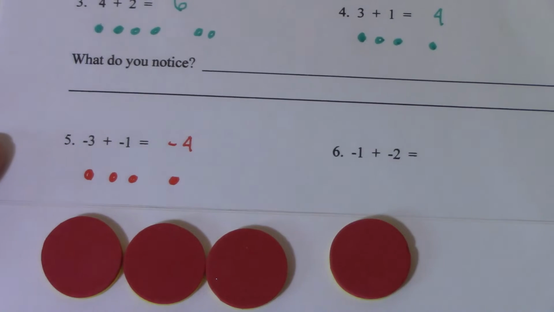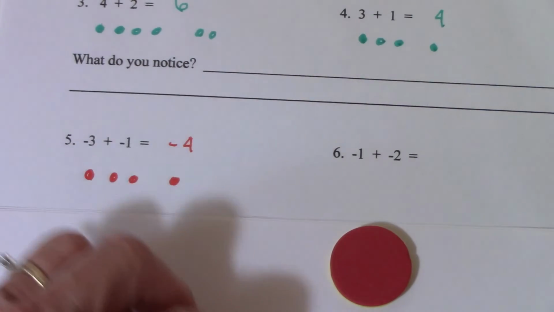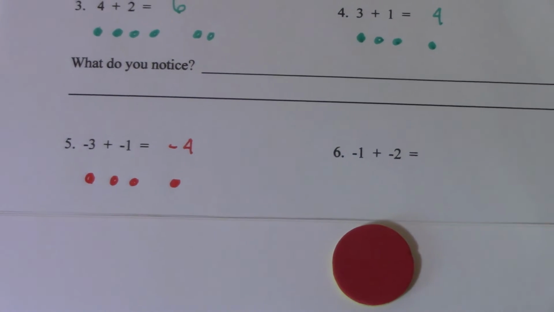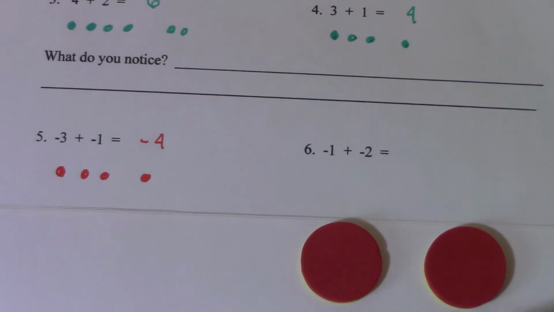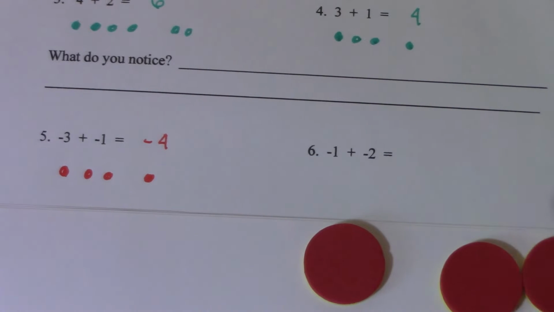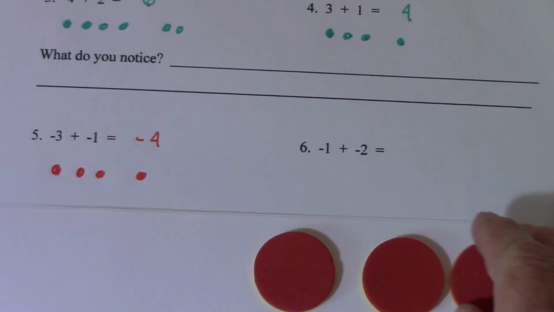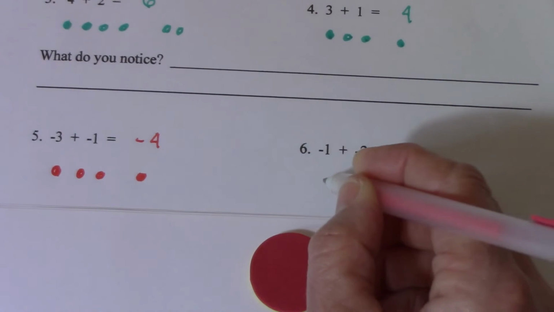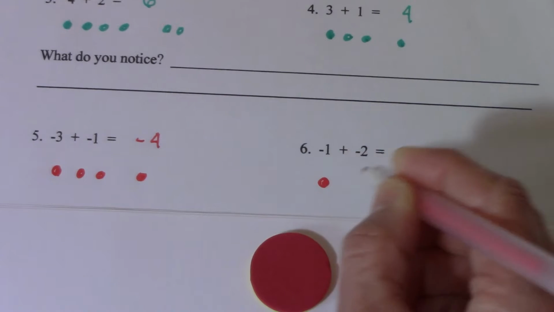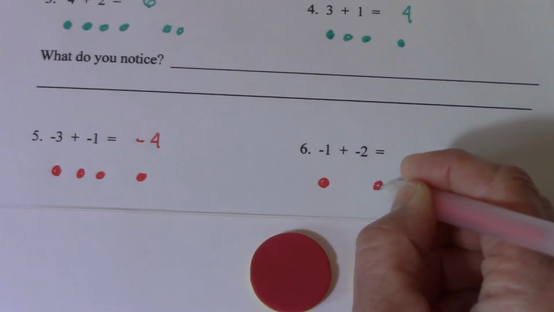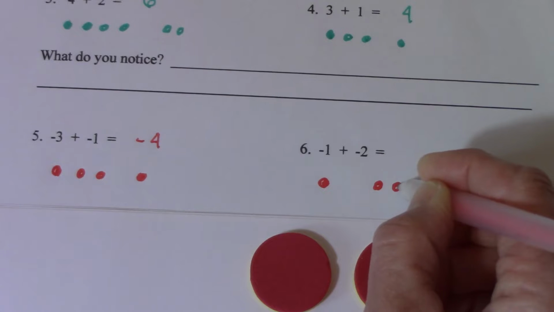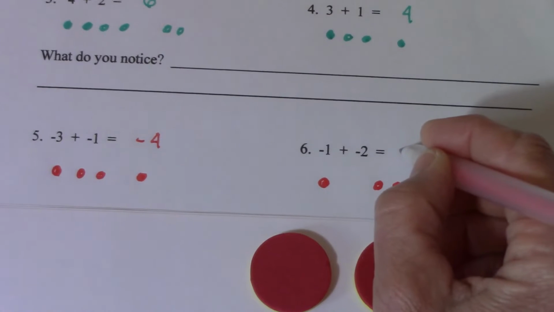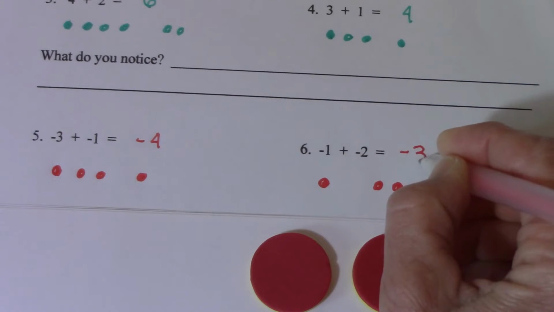For the next problem, problem number 6, we have a negative 1 plus negative 2. So here we have negative 1 and negative 2, or 2 negatives. So our final answer here is a negative 3.